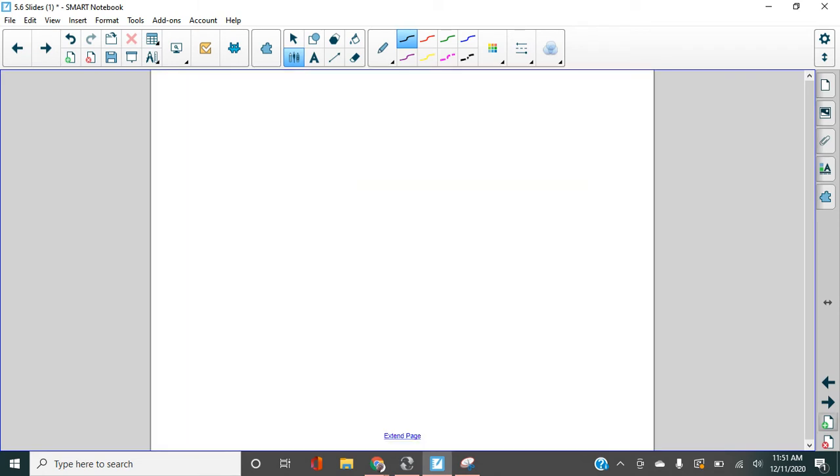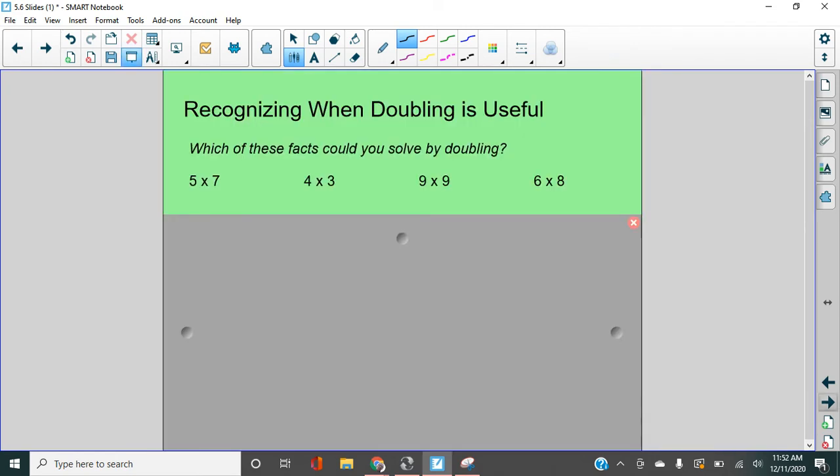So just another example, right? This is going to work with, and actually let's show you on this screen. This is going to help you when you have facts that have an even number, okay? There are 2 facts here that have an even number. Which 2 facts have an even number that you see on the screen?